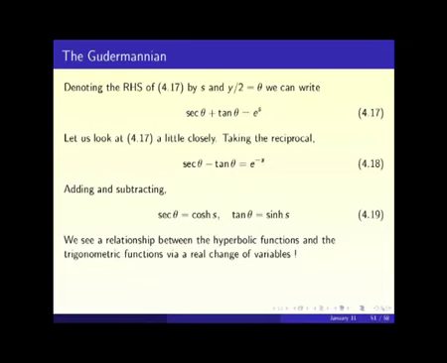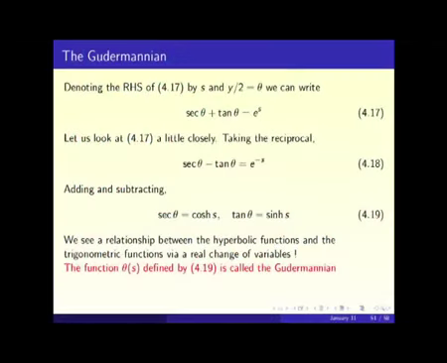So now we see a relationship between hyperbolic functions and trigonometric functions without having to go into the complex domain. By staying in the real domain, we pass from the trigonometric functions to hyperbolic functions via a real change of variables. This function theta of s given by 4.19 has a name. It is called the Gudermanian in honor of Christoph Gudermann. This name was given by Arthur Cayley in 1862.